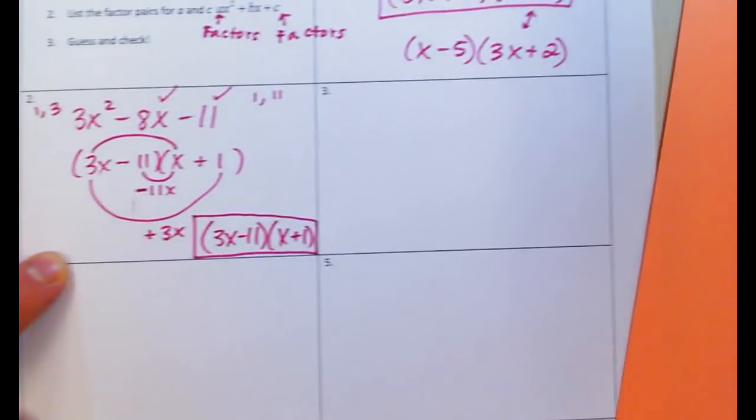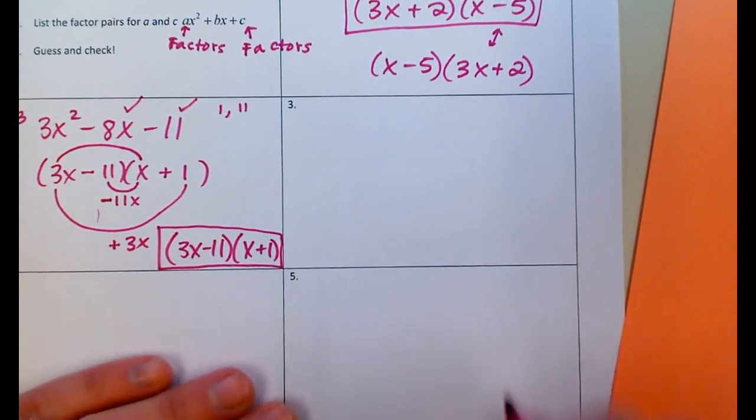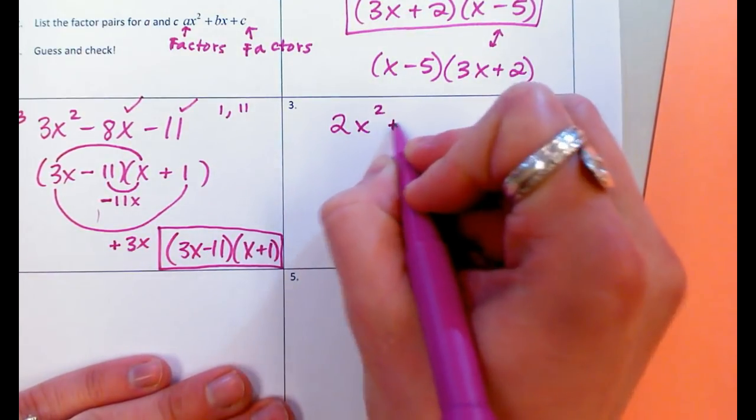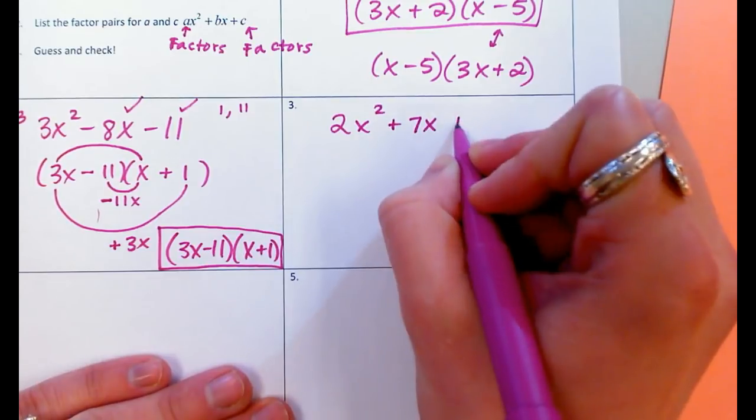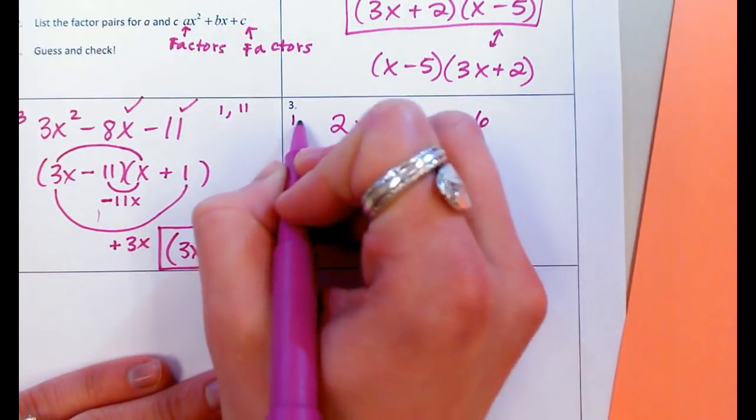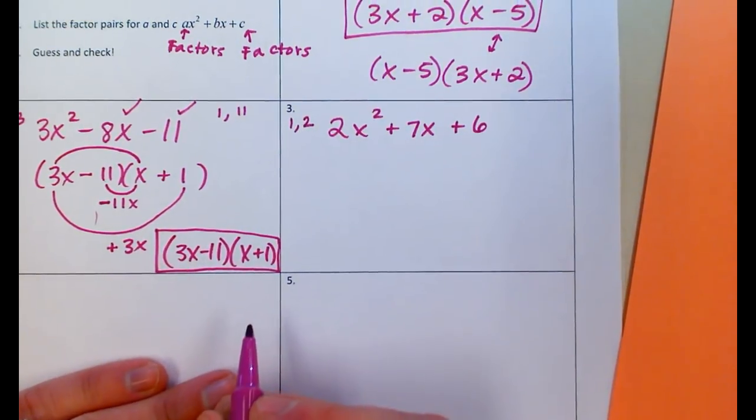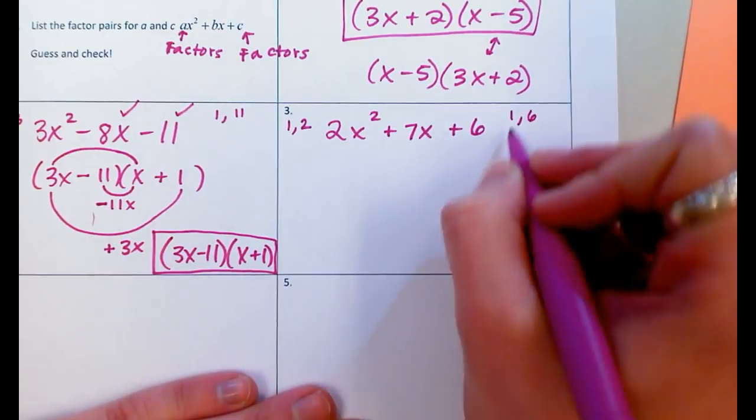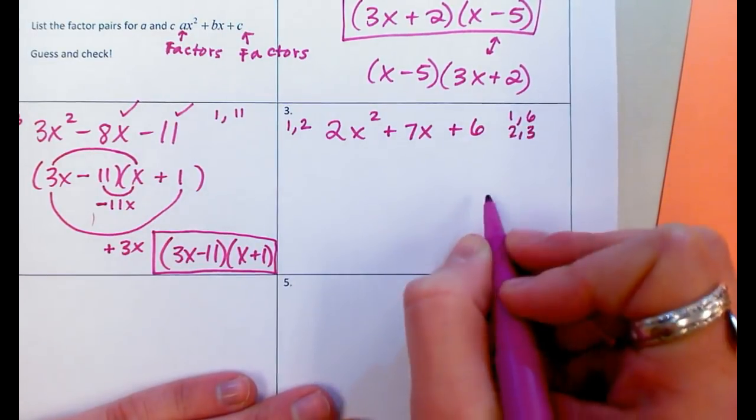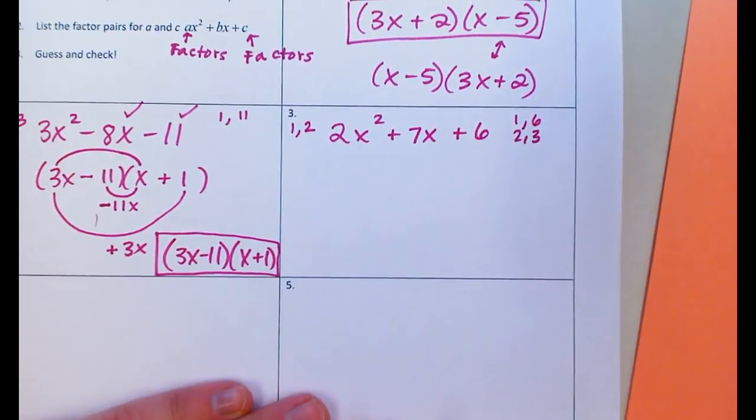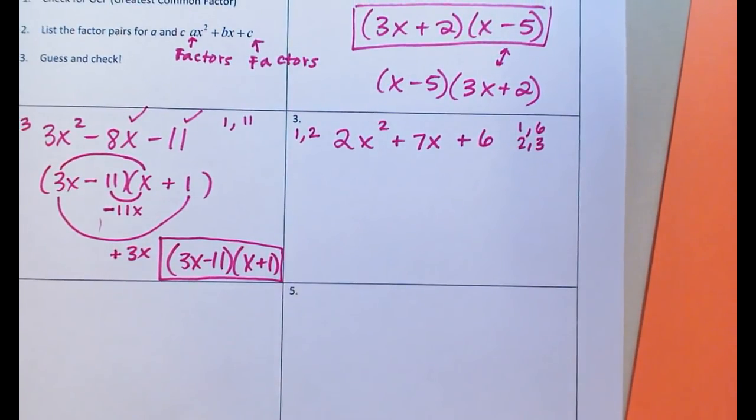Okay, on to number 3. We have 2x squared plus 7x plus 6. Our factors for 2 are 1 and 2. Our factors for 6 are 1 and 6, and 2 and 3. All right, we have a couple more possibilities to get that term there. Pause the video and try factoring it out.